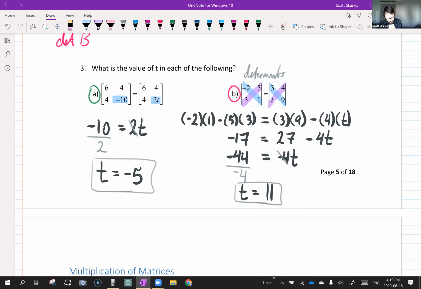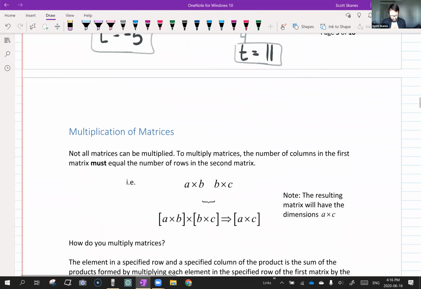Let's move on. We've got the determinant stuff done. We've got some addition done. We've got some multiplications done. Let's do what I think is the hardest topic in the unit, but actually still a pretty easy topic, and it's matrix multiplication. And this is another one where it might just have to click, but I'll try to make it as clear as I can.